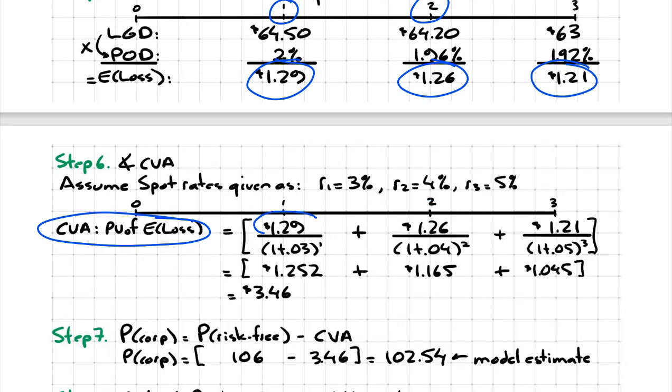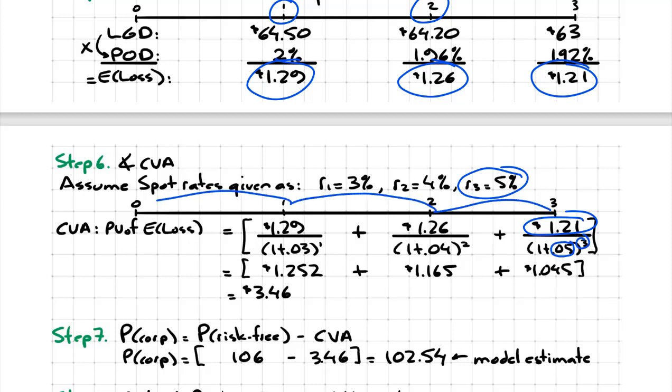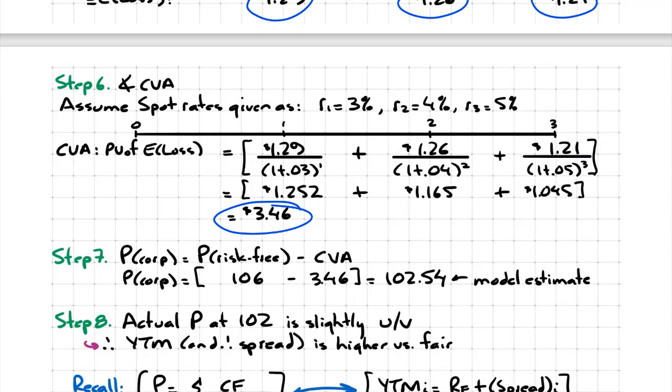So assuming that the spot rates are given, we just discount, right? Here's the first year's expected loss, discounted at the 1 year spot rate, 1 period. The second year's expected loss is $1.26. The 2 year spot rate is 4%, but you discount it back 2 periods. And finally, the third year expected loss is 1.21, discounted at the 3 year spot rate, which is 5%, discounted back 3 periods. When you find the present value of all these expected losses, it works out to $3.46. So this amount captures credit risk.